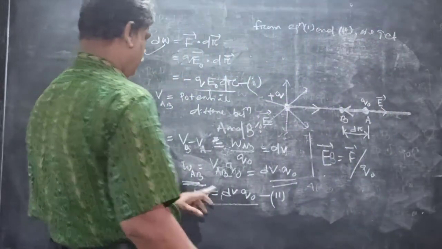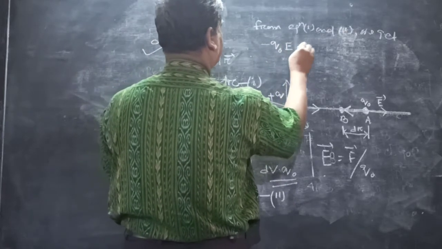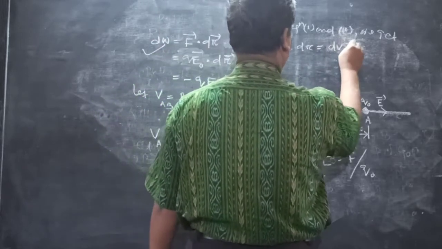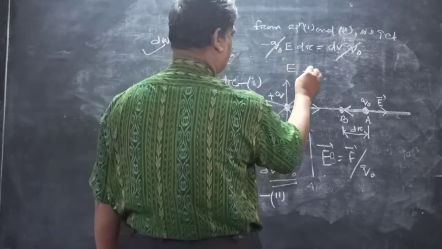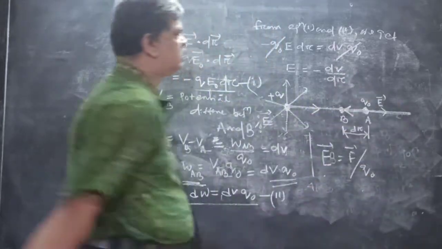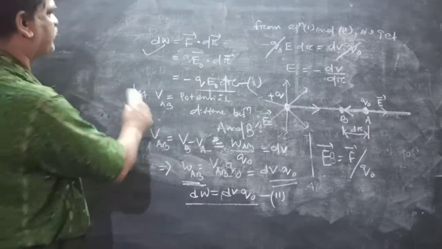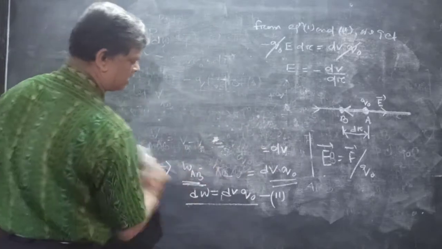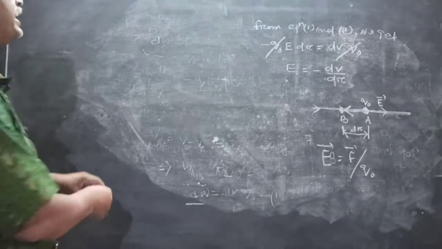Minus Q naught E dr is equal to dV into Q naught. This Q naught cancels out, so E is equal to minus dV by dr. Clear? This is the relationship between electric field intensity and dV, the potential difference. So E is equal to minus dV by dr.